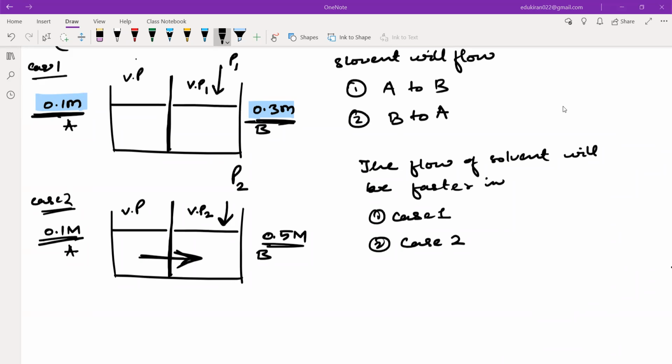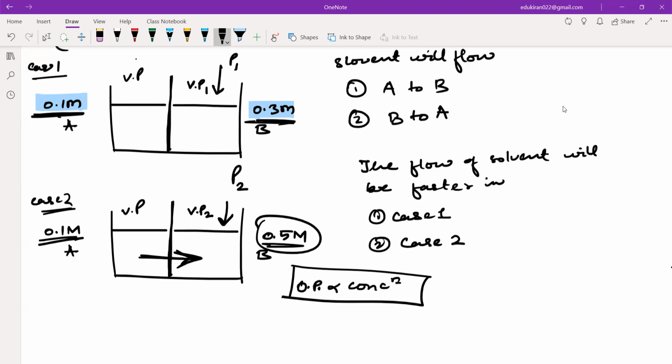Now this pressure is the pressure that stops the osmosis. That means it is the osmotic pressure, correct? And we have seen that osmotic pressure is higher when the concentration is higher. That means I can say osmotic pressure is directly proportional to concentration. Clear hai? Yes or no? Please tell me. Yes, sir.